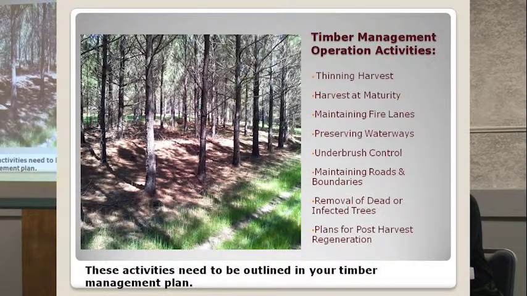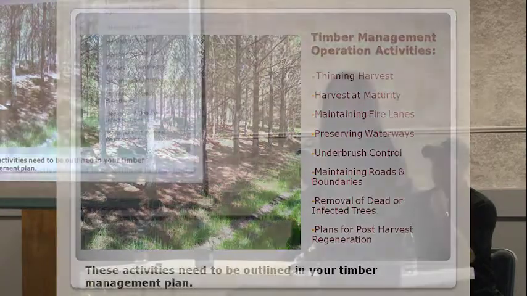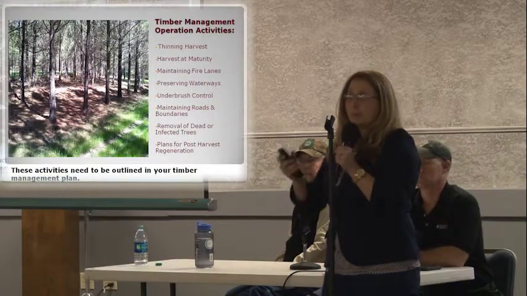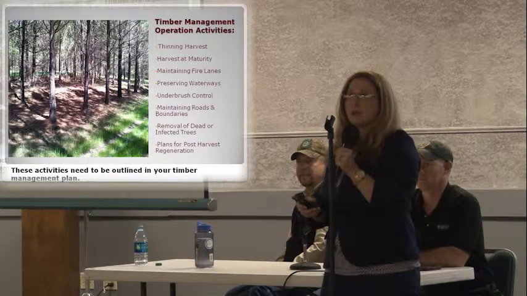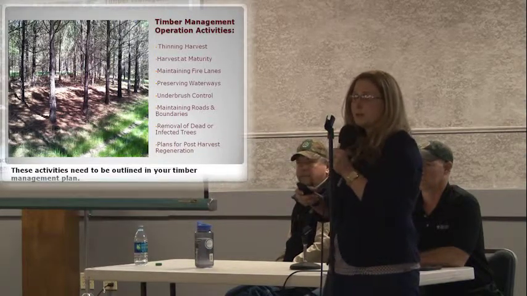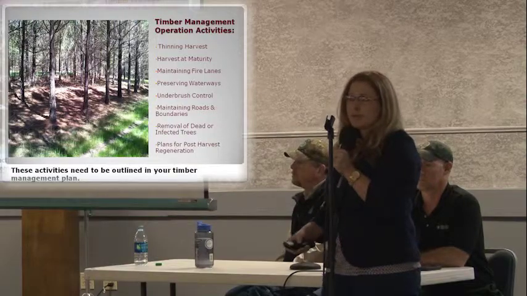Timber management operation activities include several things: thinning harvest, harvest at maturity, maintaining fire lanes, preserving waterways, underbrush control, maintaining roads and boundaries, removal of dead or infected trees, and plans for your post-harvest regeneration after you've done your final cut. These activities need to be outlined in your timber management plan. Now, whether you have a forester that you use for your timber or you manage it yourself, these things do need to be outlined. If you did not get our template management plan when you came in, they are available at the back table.